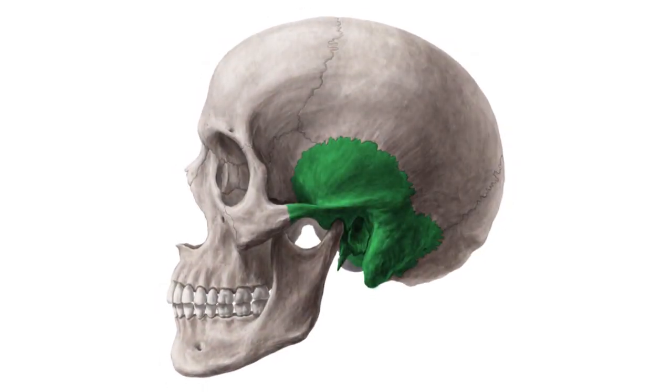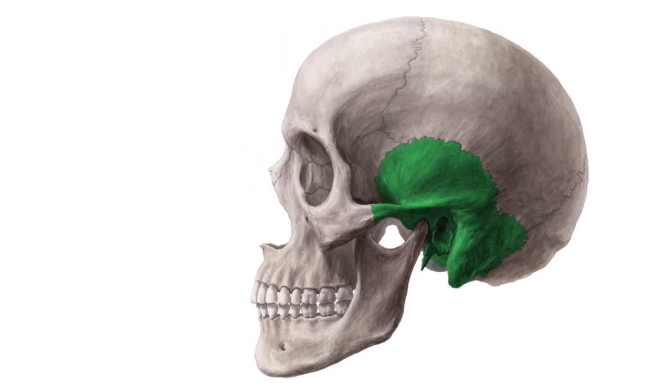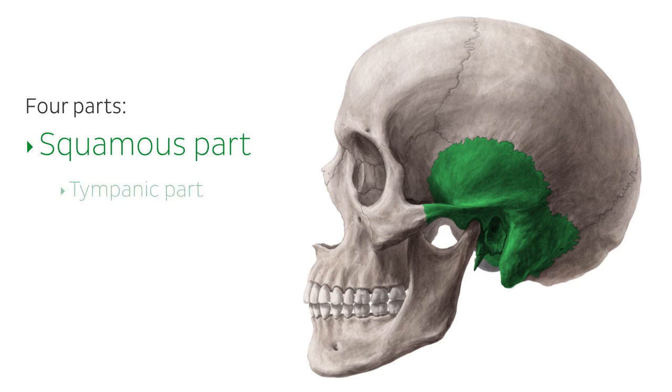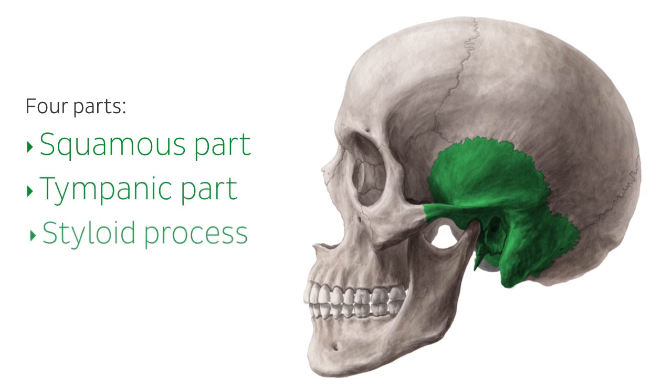The temporal bone is a large bilaterally symmetrical bone which forms the base of the cranial vault along with the occipital bone and ascends to participate in the lateral walls of the skull. It is divided into four parts: the squamous part, the tympanic part, the styloid process, and the petrous part.